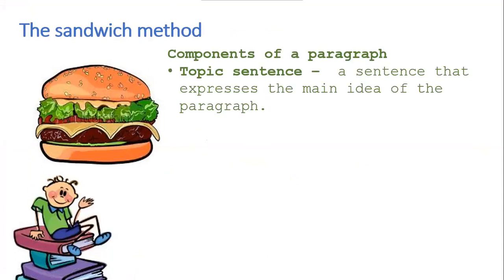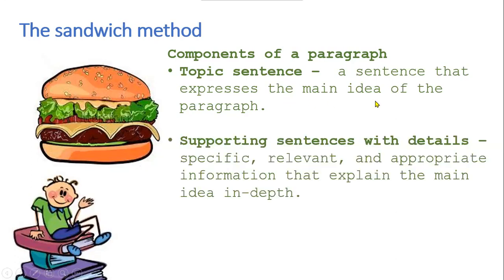So the first component is the topic sentence. It is a sentence that expresses the main idea of the paragraph. So the first sentence is a topic sentence. It presents the main idea. Then it is followed by supporting sentences with details. They are specific, relevant, and appropriate information that explain the main idea in depth. This main idea is stated at the beginning. So now you have to explore it. You have to describe it more, give more information about the main idea.